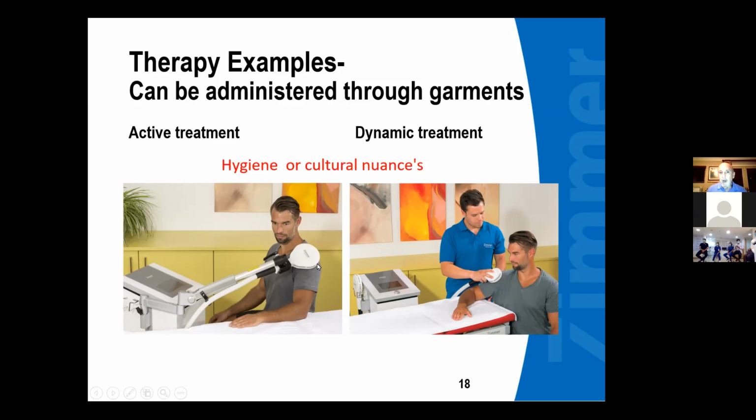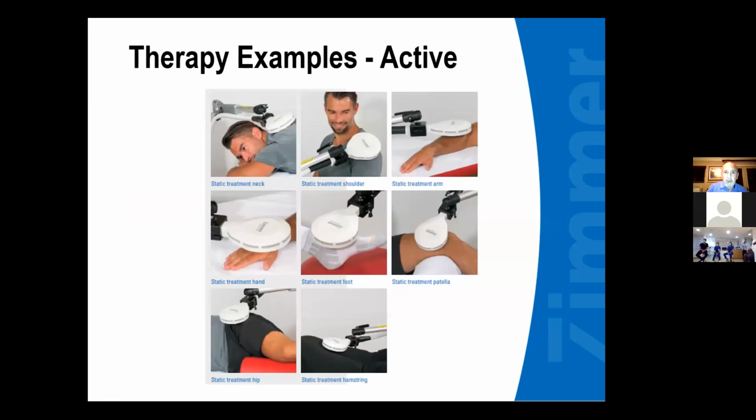It's an applicator off of the tissue, off of the skin. Therefore, it's hygienically safe. And with those patients with cultural nuances, there are religions that simply will not disrobe in parts of the world. They don't have to with this. It will not lose any energy going through clothing. Whether it be a neck, a shoulder, an elbow, a hand, wrist, an ankle, foot, a knee, a hip, or a hamstring, it can be used actively or unattended, stimulating blood flow, working for pain.